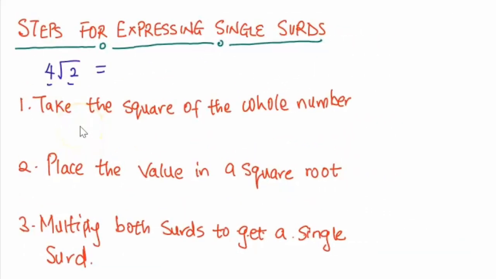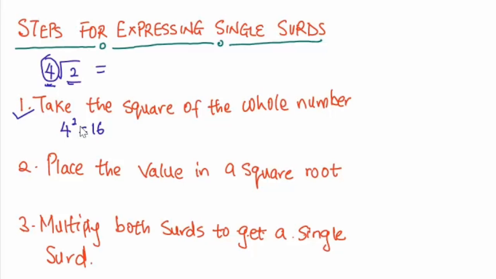So how do we express surd in single form? Now there are various steps we'll look at. Now we have 4 root 2. The first thing you have to do is to take the square of the whole number. The whole number is what we have outside. Now the square of it, which is 4 squared, and 4 squared will give us 16.